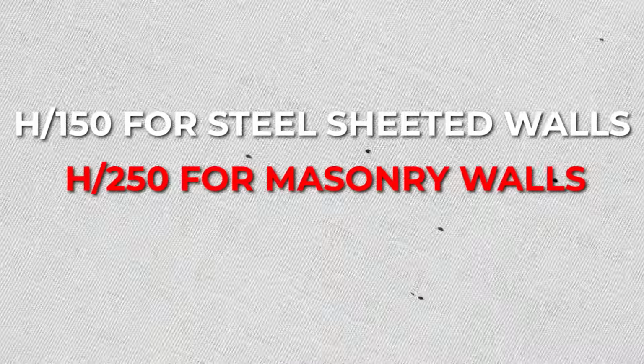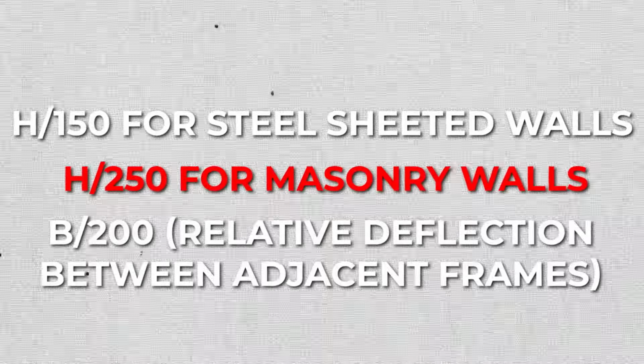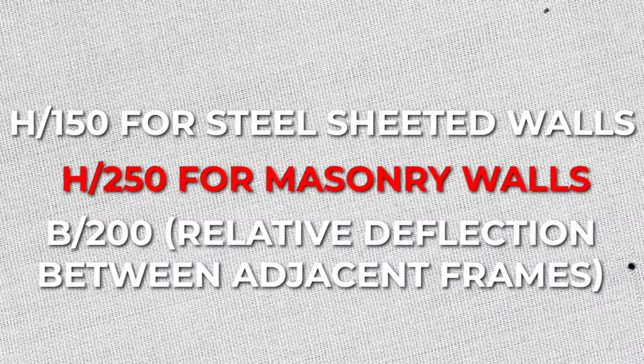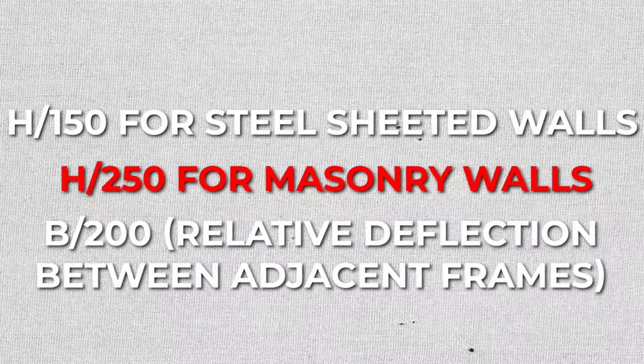For lateral deflection, the limits are column height divided by 150 for steel sheeted walls, column height divided by 250 for masonry walls, and the relative deflection between adjacent frames should be less than the bay spacing divided by 200. Farm sheds or any low occupancy building have less stringent deflection limits.